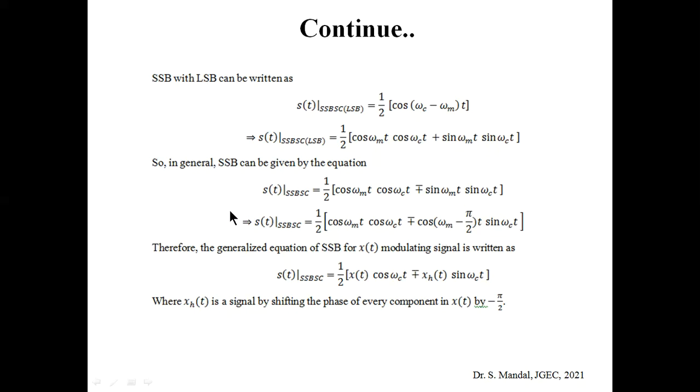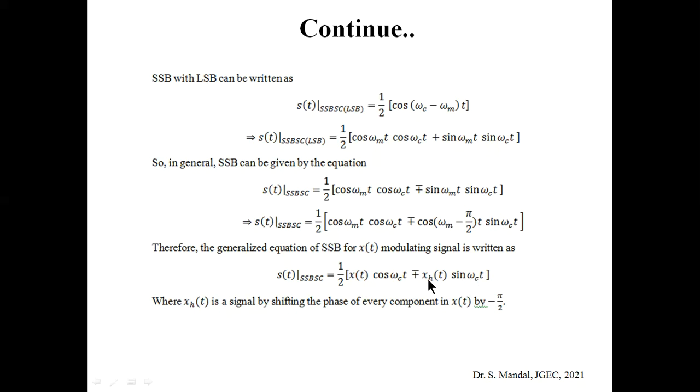Now, so far we are considering single-tone frequency, that means a pure sinusoid, and only one single frequency is present in the equation. But for an arbitrary message signal like x(t), this equation can be written as s(t) for SSB-SC equal to half x(t) into cos ωct minus/plus xh(t) into sin ωct.